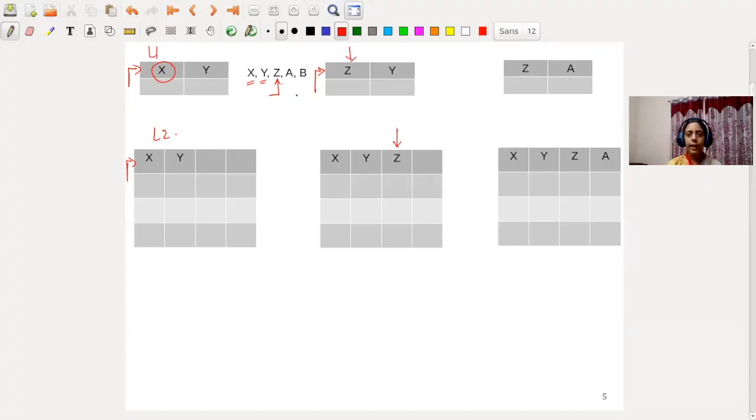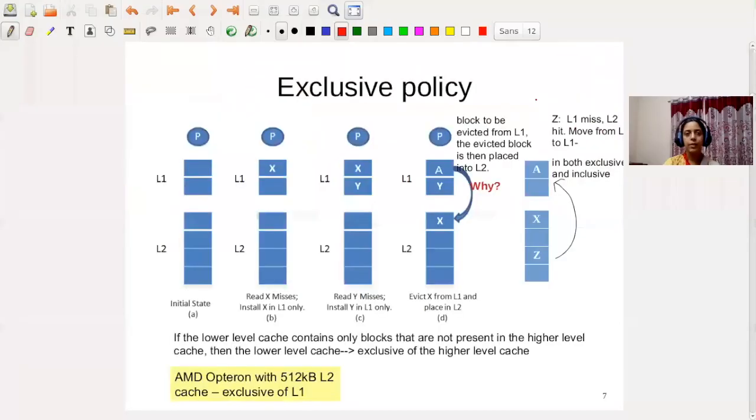Similarly, when you bring in A, you're going to evict Y and replace it with A, and we assign A to the fourth way in this L2 cache. Now, what is going to happen when B comes in at this point in time? So how do you take care of inclusion and provide a place for B? So you can work this out and we'll discuss it.